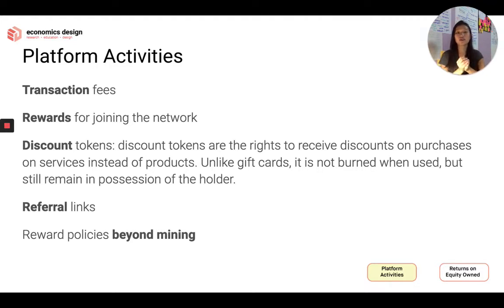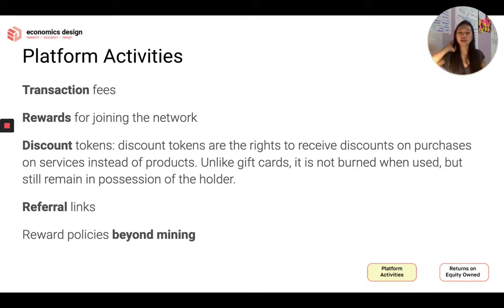The tokens can also be sold, so you can gain in two ways. The incentive is in two ways. The first one is getting discounts on the items that you purchase, on the services that you purchase, and the things that you want that the ecosystem provides. And the second one is when the tokens rise in value, you can sell them. Maybe because you don't want discounts anymore, you can sell them. So these are incentives.